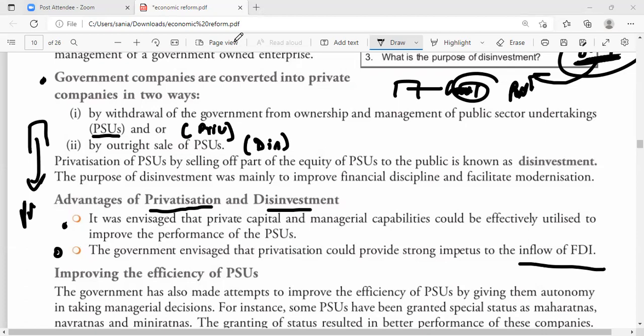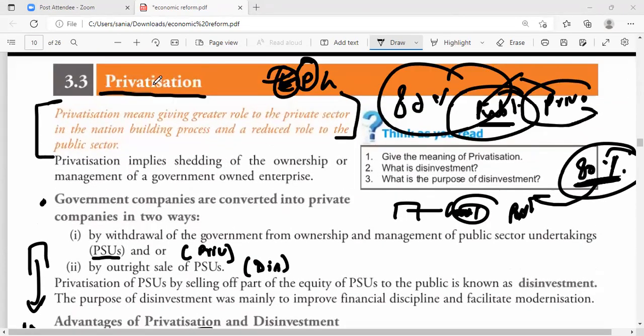Clear, students? Yes, ma'am. Okay. Now you will make a box, write privatization, then the definition of privatization, then hashtag these two things, and then the advantages of privatization and disinvestment.